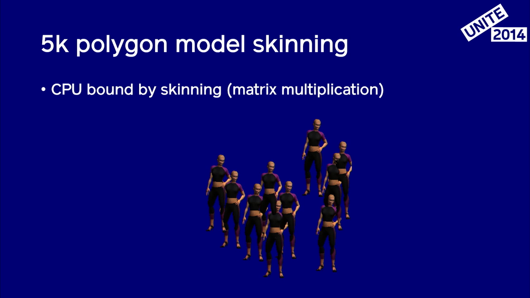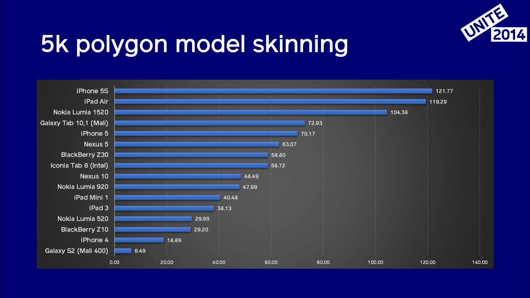Next one was skinning performance on higher polygon models. This one isn't bound by draw call count, but is instead bound by skinning. On mobile devices, the skinning is usually done on the CPU, so it's bound by the matrix multiplication that comes from skinning. With such high polygon models, you can afford much less of them on the screen at the same time. So keep your skin data low. The amount of vertices that you need to animate, really keep that in mind.